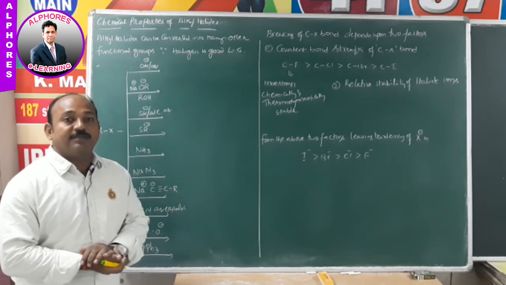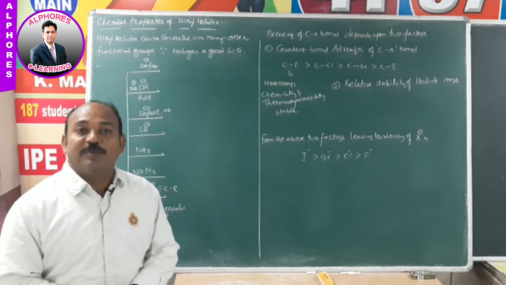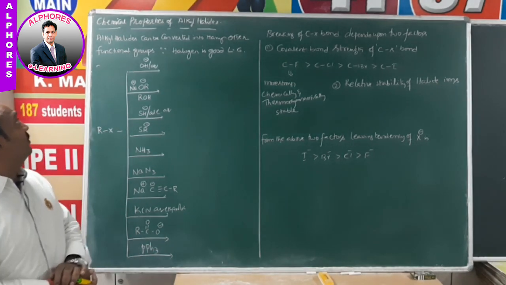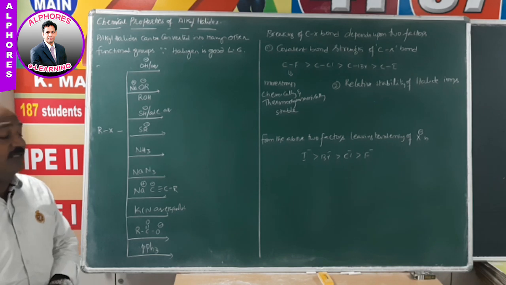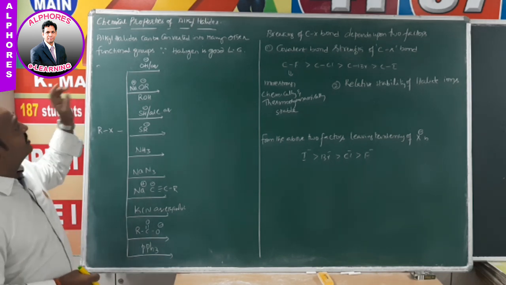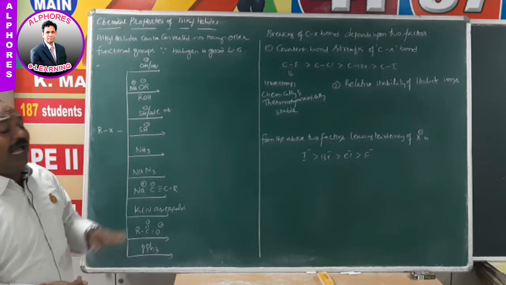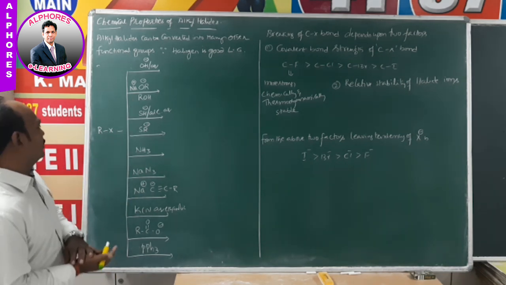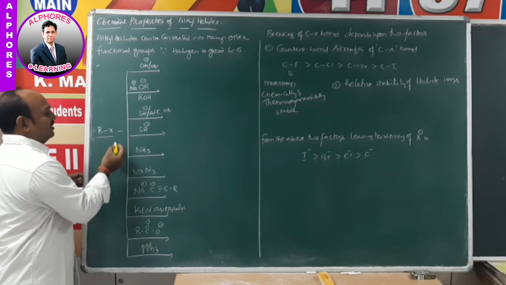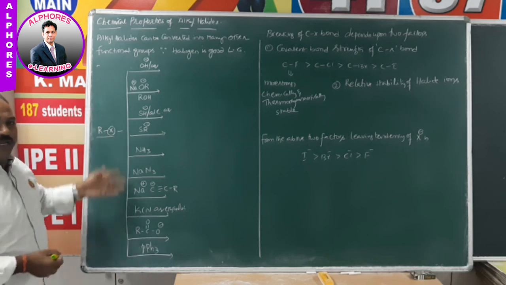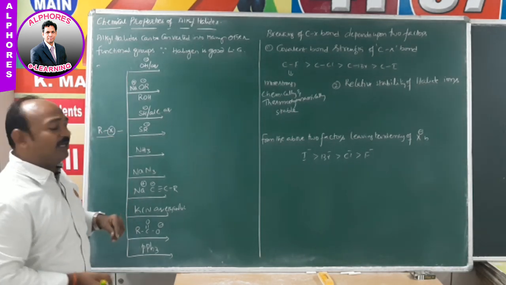So far we discussed alkyl halides, methods of preparation and physical properties. Now we are going to discuss chemical properties of alkyl halides. Alkyl halides can be converted into many other functional groups because halogen is a good leaving group. So in alkyl halides RX, this X will be easily replaced. There are so many reactions. Let us see a few reactions here.